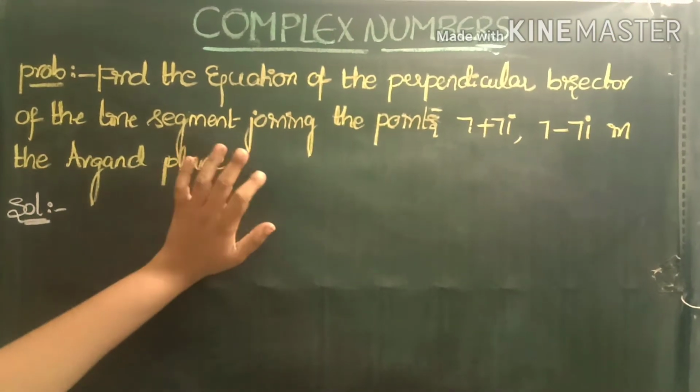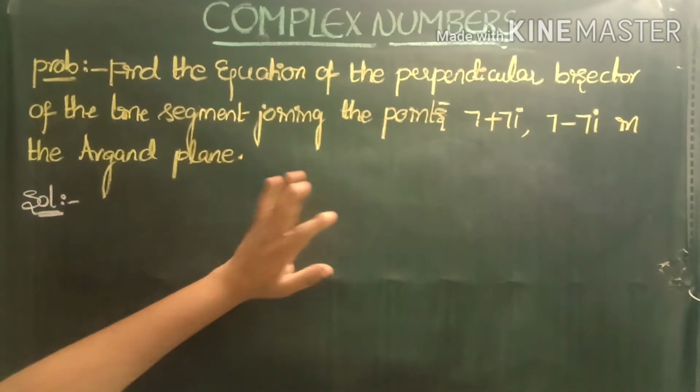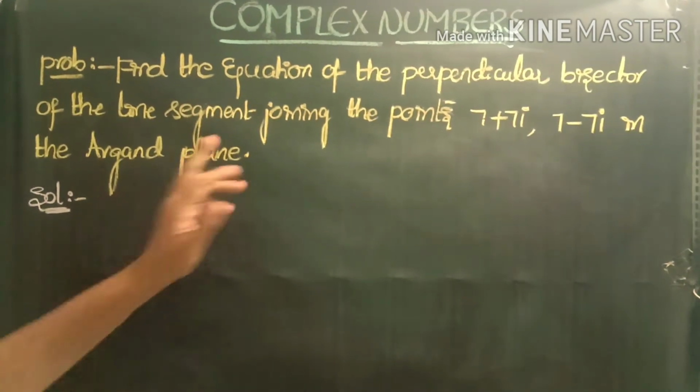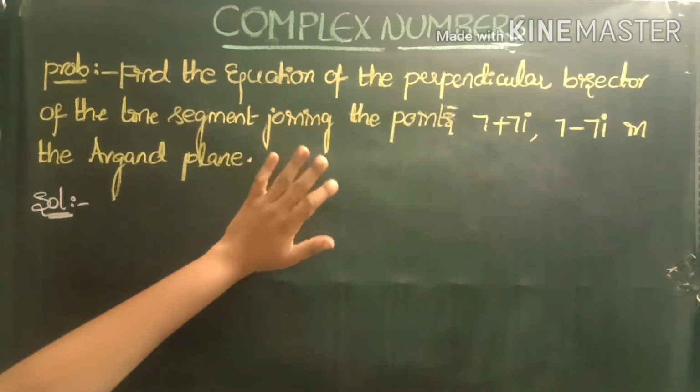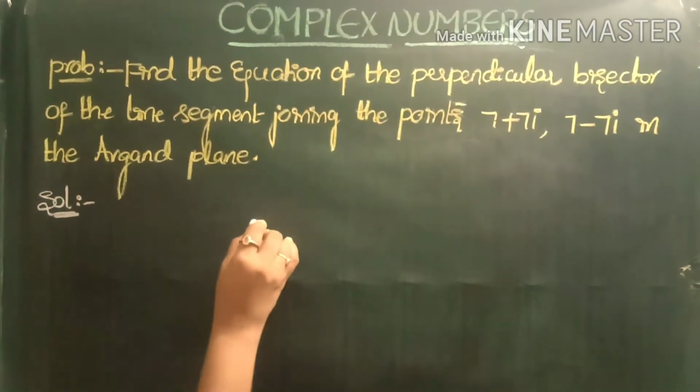Problem. Find the equation of the perpendicular bisector of the line segment joining the points 7 plus 7i and 7 minus 7i in the orthographic plane. We want the equation of the perpendicular bisector joining the given points. So these are the given points.